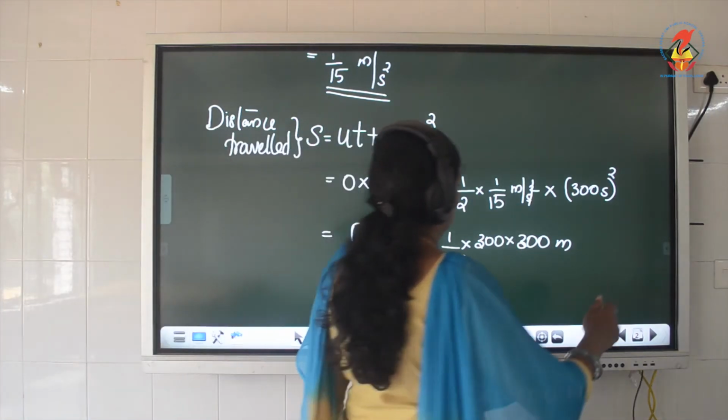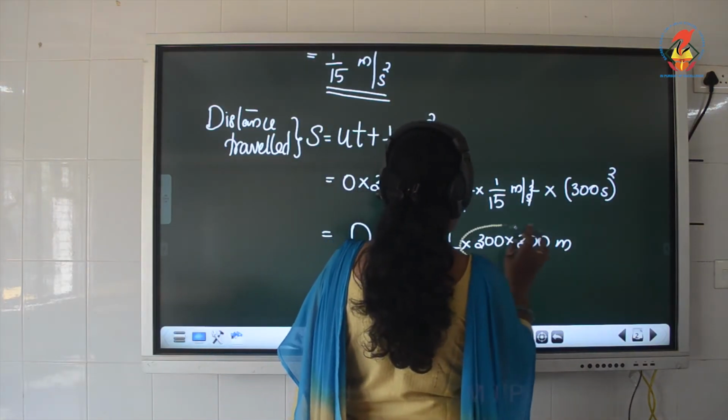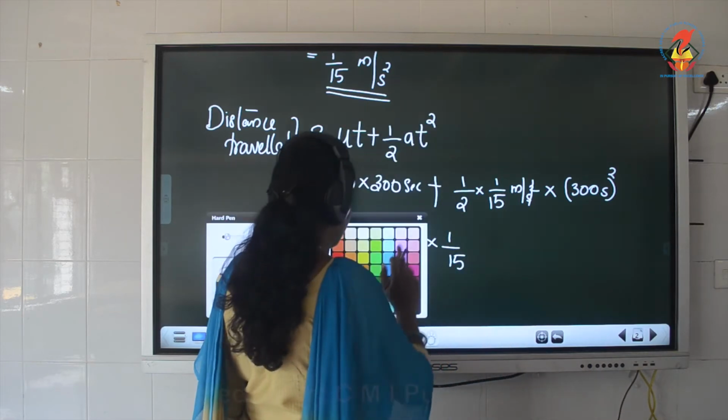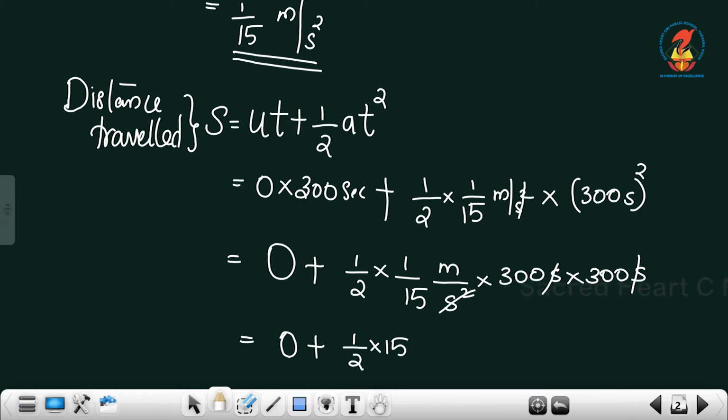Here, the meter per second square is multiplied by 300 second into 300 second. So, second into second is second square, and these two will get cancelled. Now, what's remaining? 0 plus 1 by 2 into 1 by 15 into 300 into 300 meter.